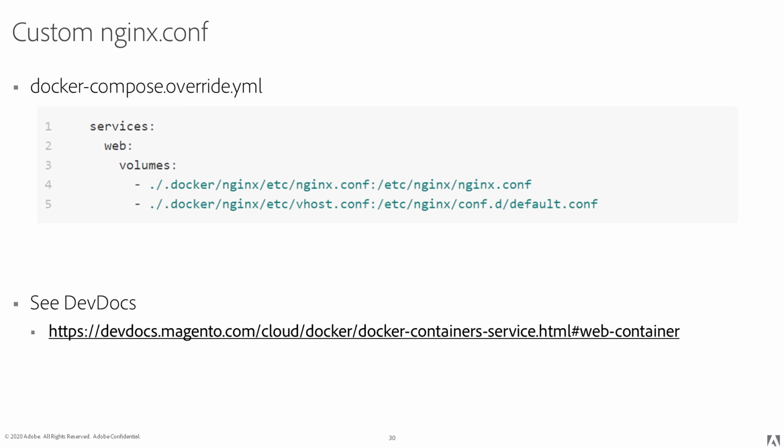And here's an example of a custom nginx.conf, or actually the way you would include it. You would just have a Docker Compose override, and then you would say volumes. You would mount the nginx.conf inside the container, and vhost.conf as well. And the DevDocs has more information on exactly how this is done, and also there's some other cool things you can do with that.